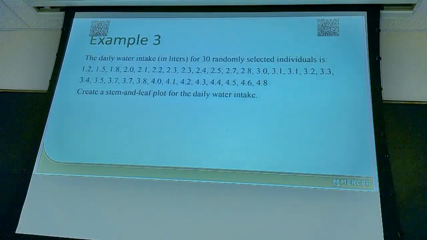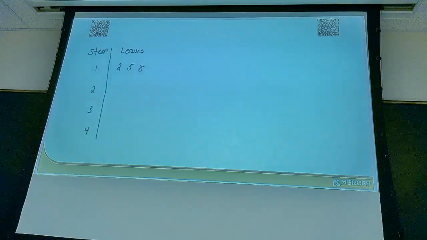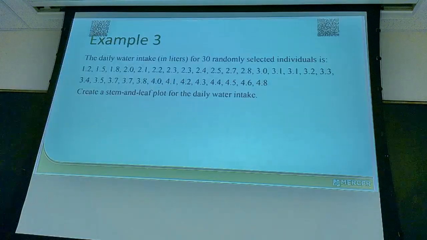This one. Zero. Oh, 0. Three is next. List out the leaves: 0, 1, 1, 2, 3, 4, 5, 7, 7, 8.